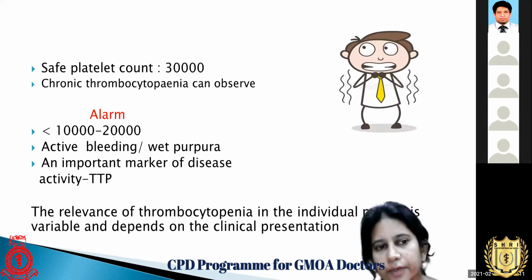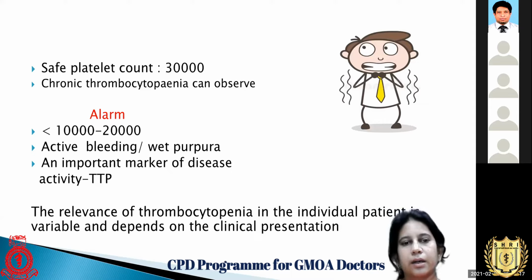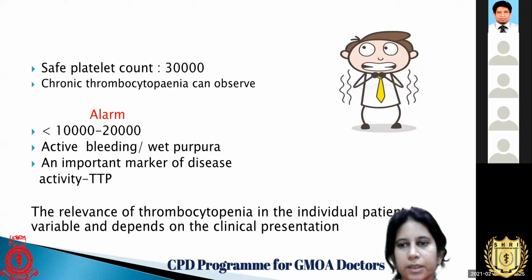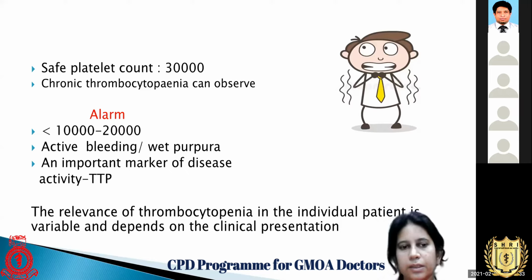So what is the safe level of platelets that a patient can live with? It is 30,000. You are safe with this platelet count if you don't have any platelet function disorder. So you can observe your platelet count in chronic thrombocytopenic patients. But of course, you should be alarmed if the platelet count is less than 20,000; you have to admit the patient and not manage in an OPD setup. If the patient has active bleeding, even if the platelet count is more than 30,000 and below 50,000, you have to admit and do investigation.